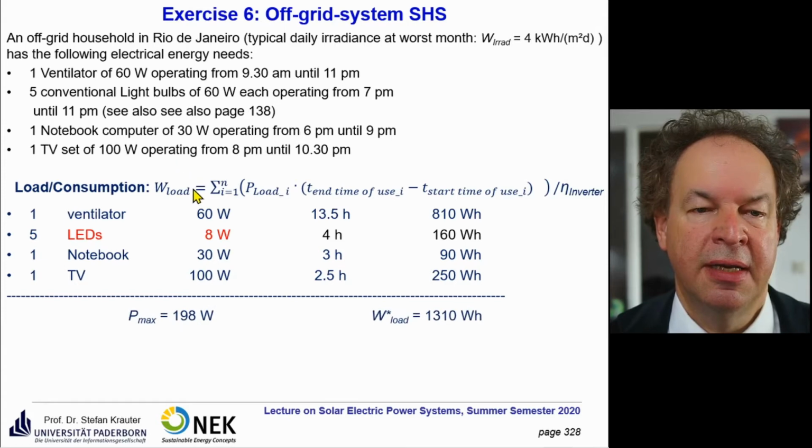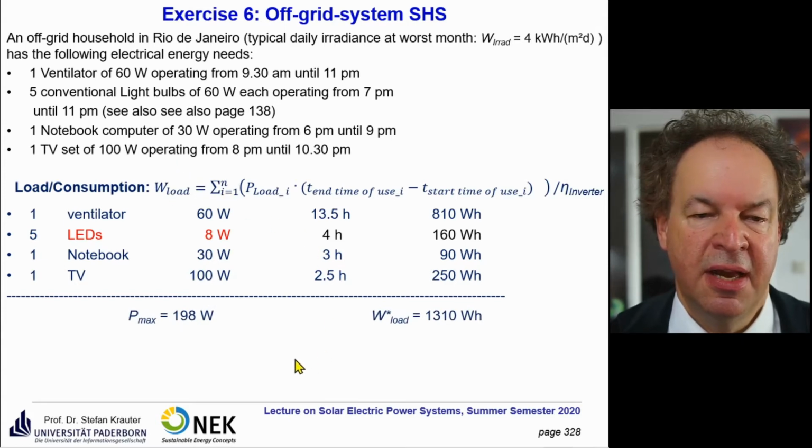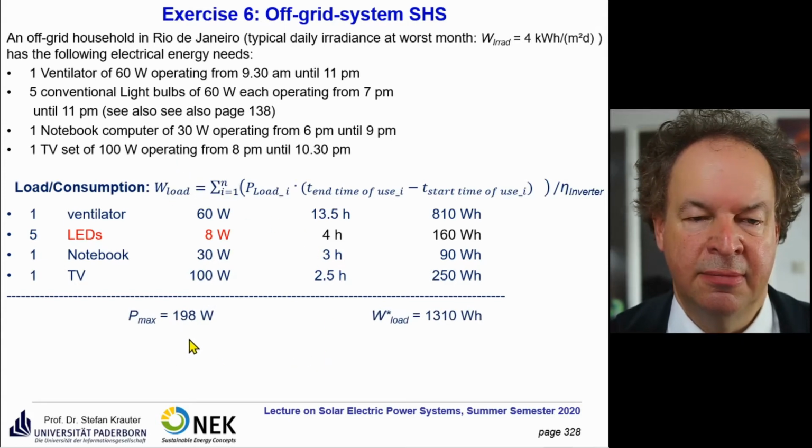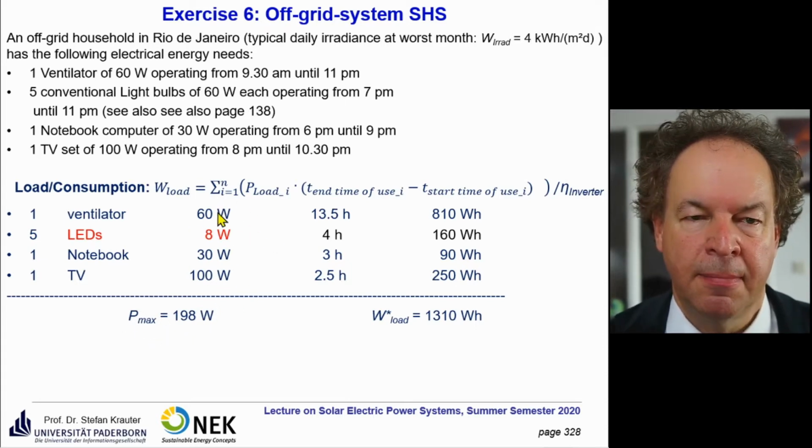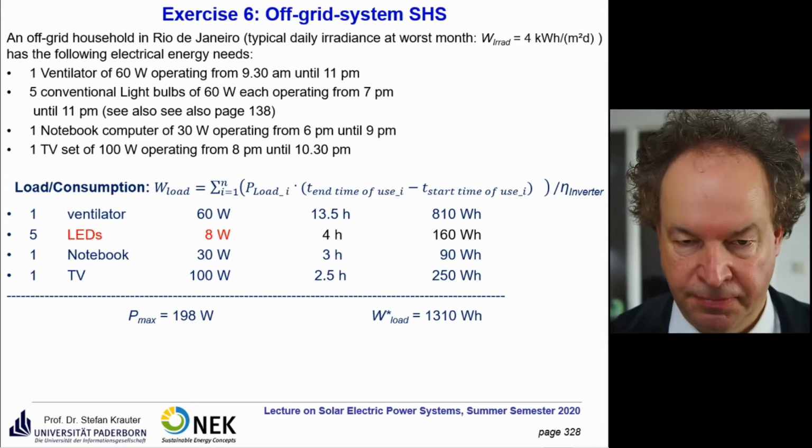Altogether here, added up, we have to build the sum. That is 1310 watt hours consumption. Sometimes for the inverter you have to know the maximal power. So if all appliances are switched on at the same time, we have a maximum power of 198 watts. So the maximum power of our inverter could be 200 watt or so.